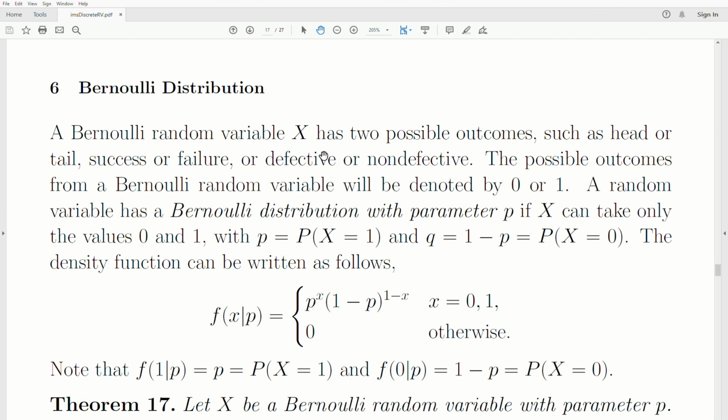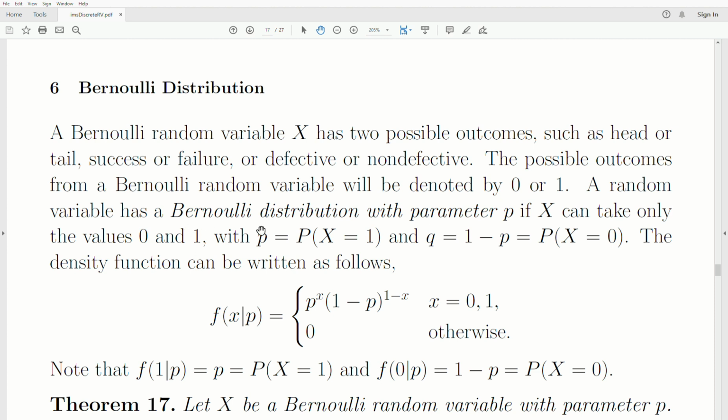Now, a Bernoulli random variable has two possible outcomes, such as head or tail, success or failure, defective or non-defective. The possible outcomes of a Bernoulli random variable will be denoted by 0 or 1. Generically, we may be interested in defectives or non-defectives, but we're going to model it as 0 or 1.